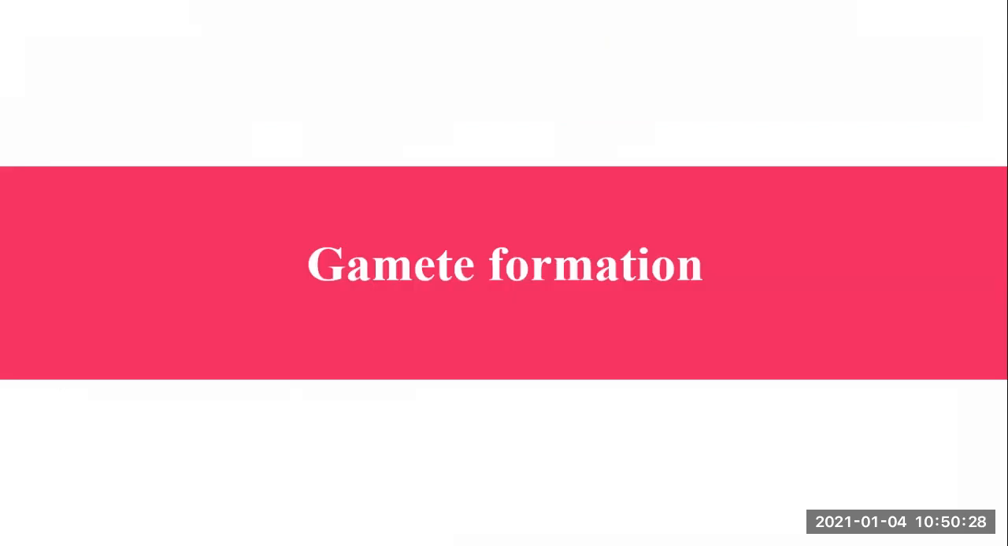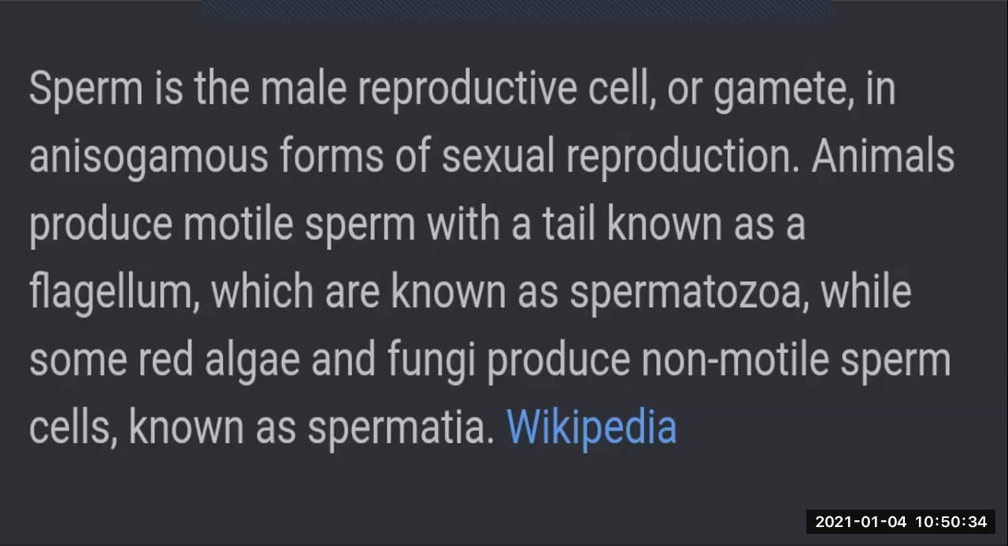So in today's class, the first subtopic is gamete formation. First of all, let me tell you about the gametes, the sperm and the ovum. Sperm is the male reproductive cell or the gamete in anisogamous forms of sexual reproduction. Animals produce motile sperm with a tail known as a flagellum, which are known as spermatozoa, while some red algae and fungi produce non-motile sperm cells known as spermatia. This is just for your extra information.